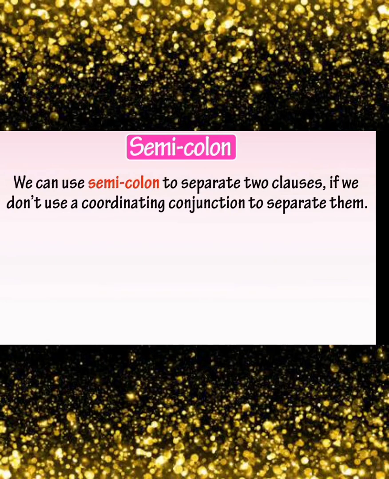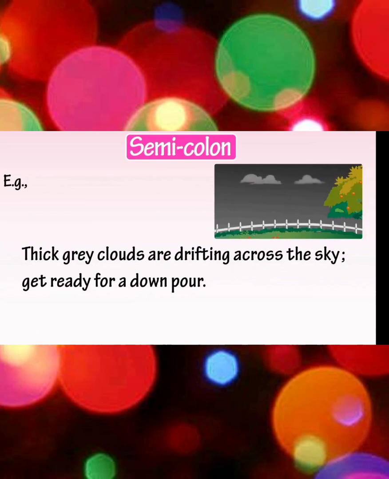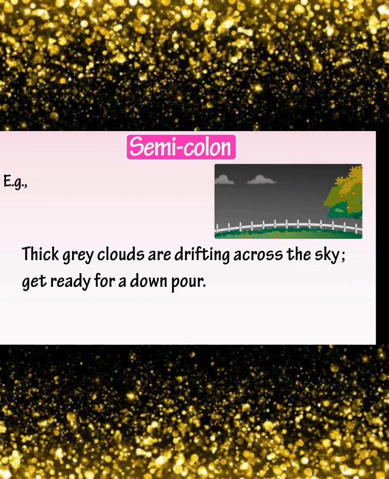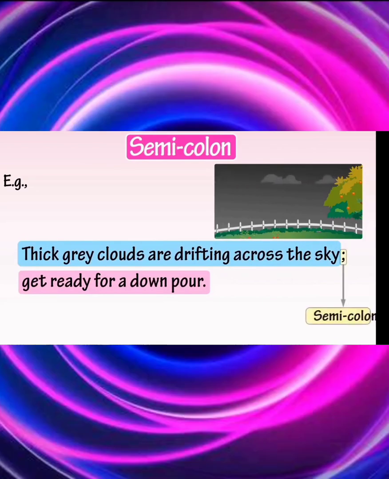Let's learn in detail. We use a semicolon to separate two clauses if we don't use a coordinating conjunction to separate them. So what is a clause? A clause is a sentence which contains both subject and predicate. Let's look at an example. Thick grey clouds are drifting across the sky; get ready for a downpour. The sentence has two clauses, that's why we have placed a semicolon after the first clause.